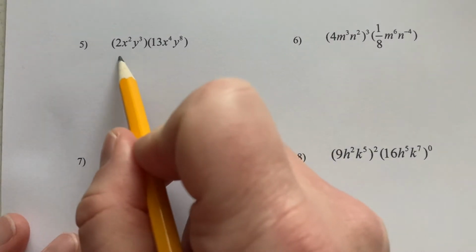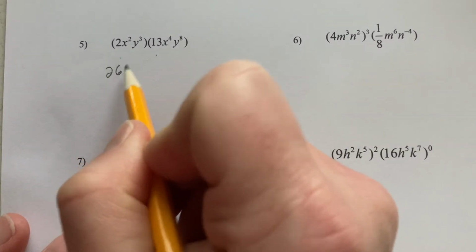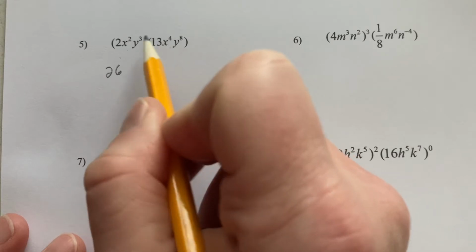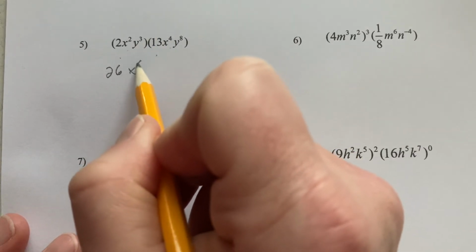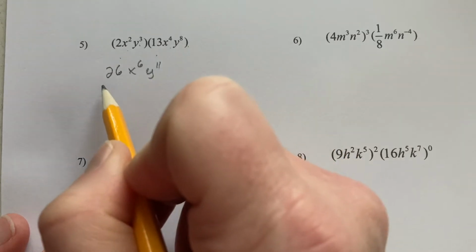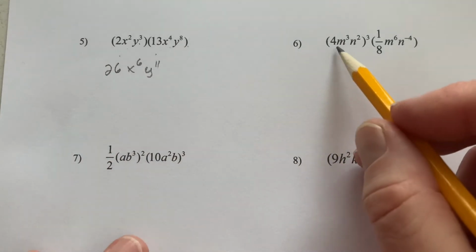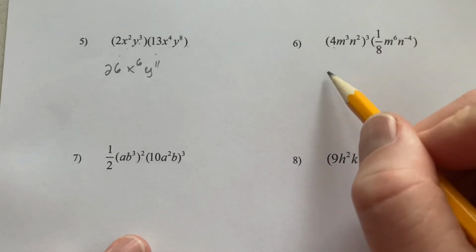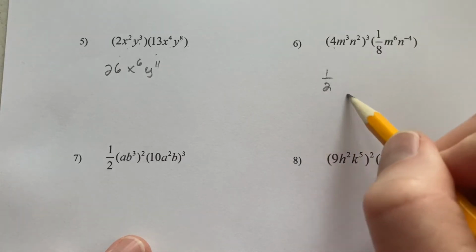Here we're going to multiply 2 times 13. That's 26. X squared, x to the 4th. Add those exponents, we'll get x to the 6th. Y to the 3rd, y to the 8th. Add those exponents, we'll get y to the 11th. Over here, 4 times 1/8 is 4/8 or 1/2.